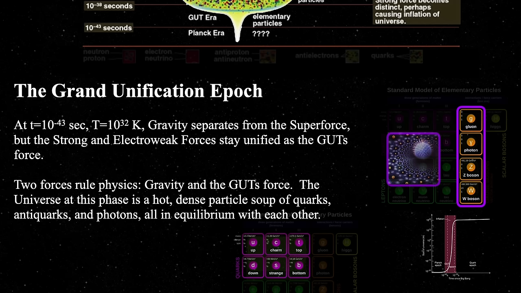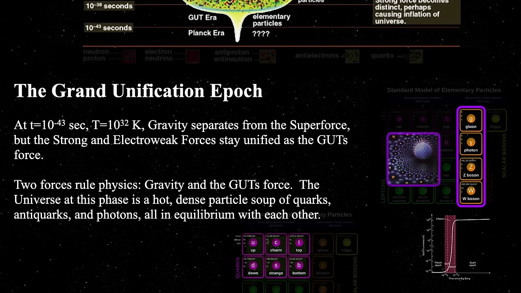At this time, the universe is very hot, as you can see by the temperature, and very, very dense. And the only things that exist are quarks, antiquarks, protons, and photons. And they're all in equilibrium, meaning they all have the same temperature, because they're interacting inside the universe. As they interact, they get to be the same temperature. And that was key to an earlier concept.